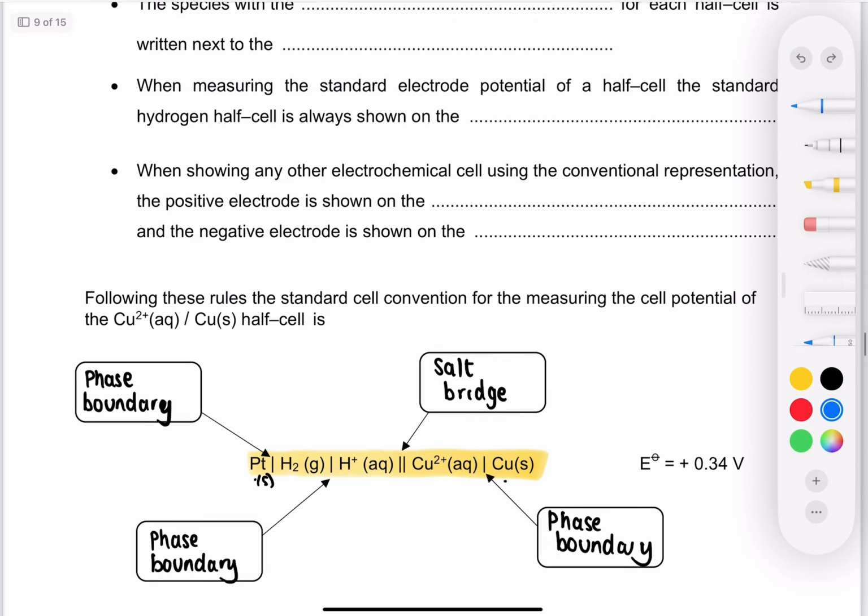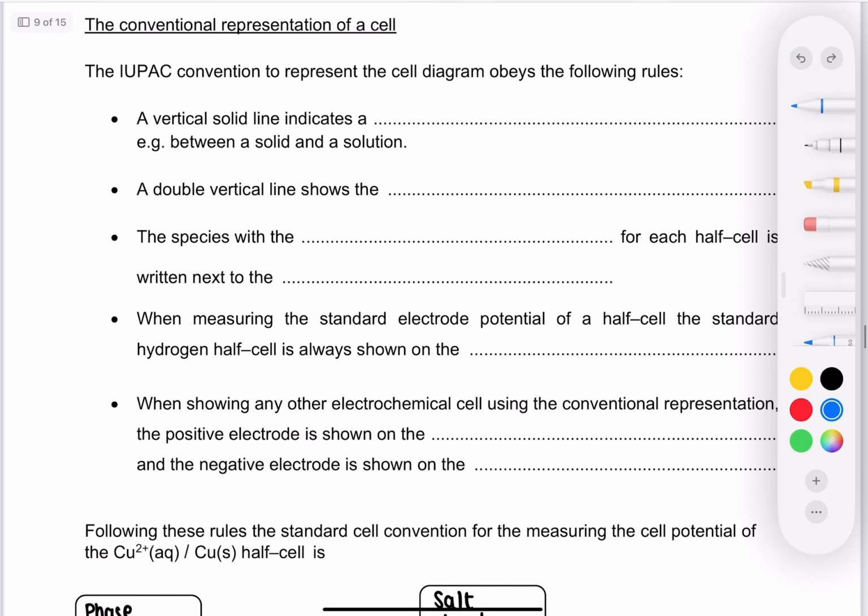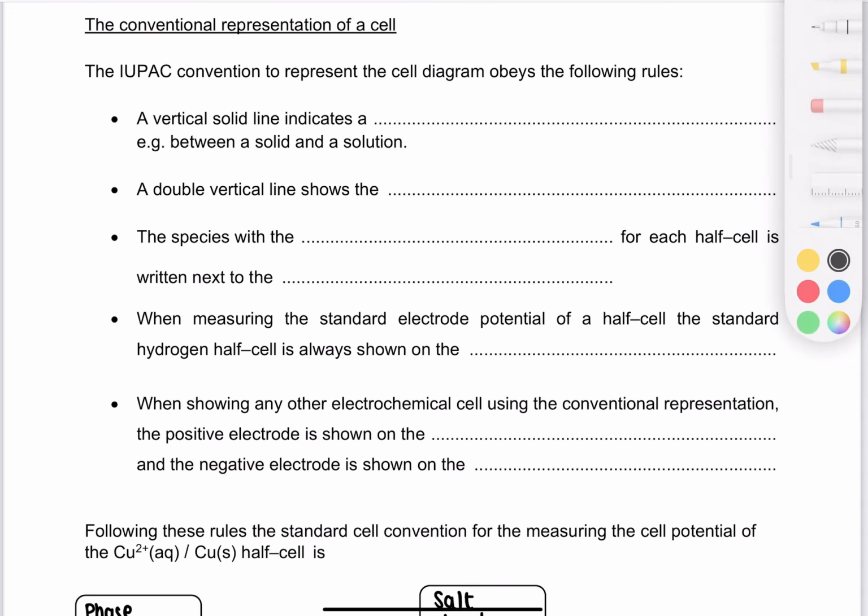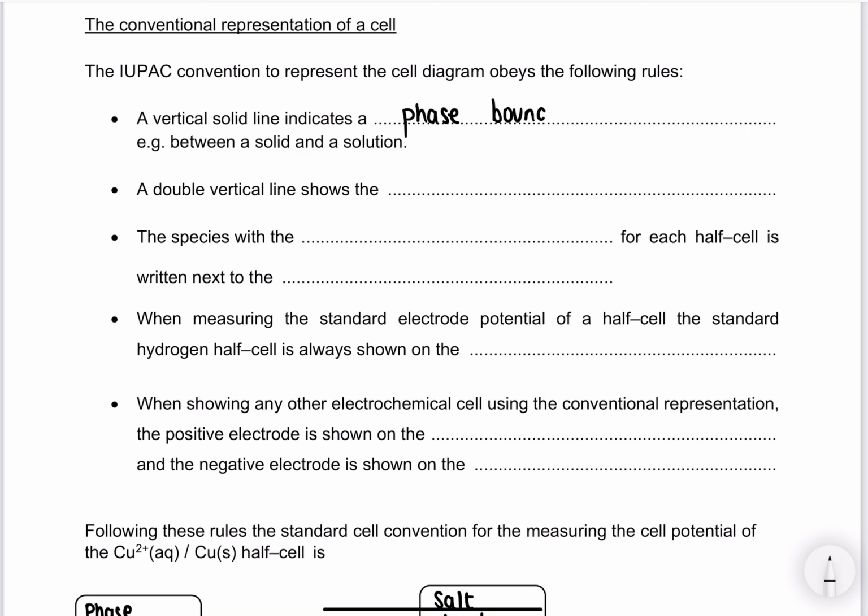Okay, so if we go back up, there are some things to think about when we draw this version of the beakers without drawing beakers. A vertical solid line indicates a phase boundary, a change of state. A double vertical line shows the salt bridge and is in the middle. When I'm writing my representations, I always start with that. So our solid vertical line is a phase boundary, a double vertical line is the salt bridge.